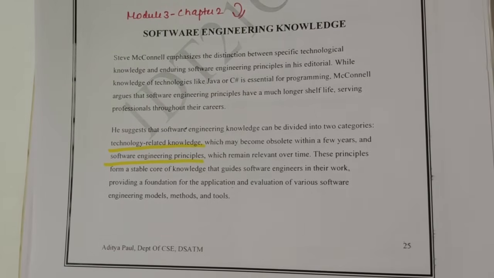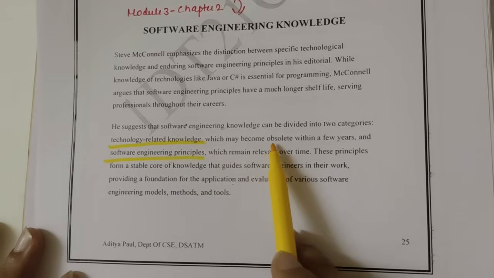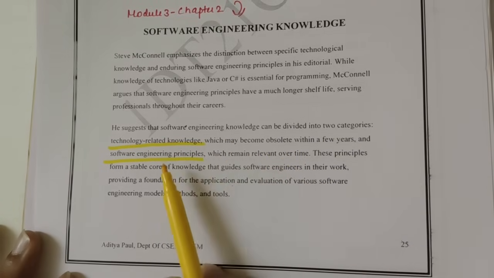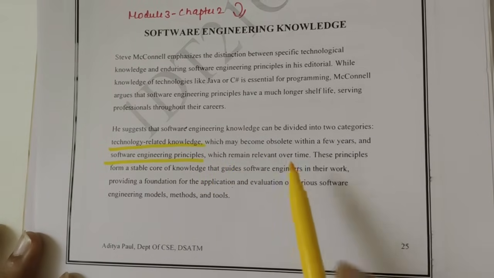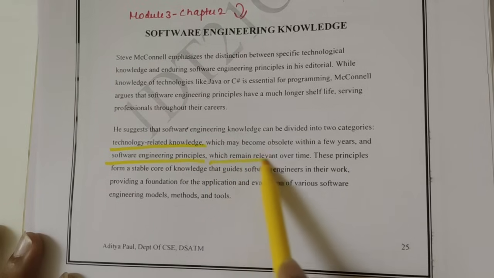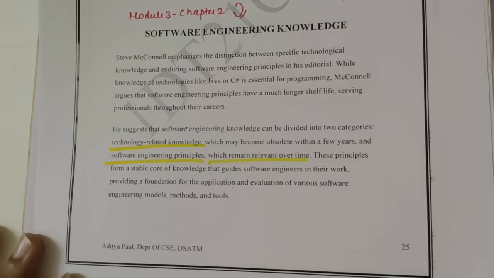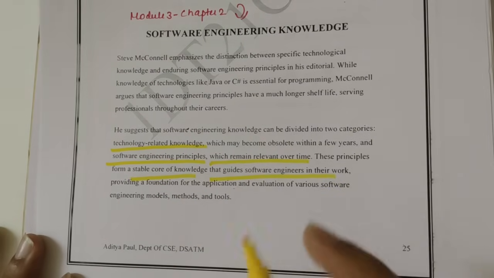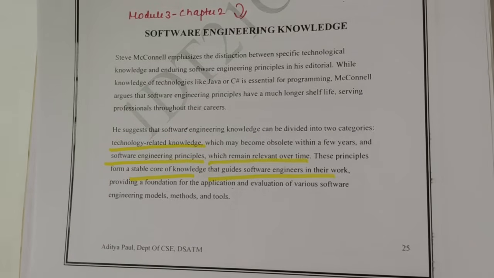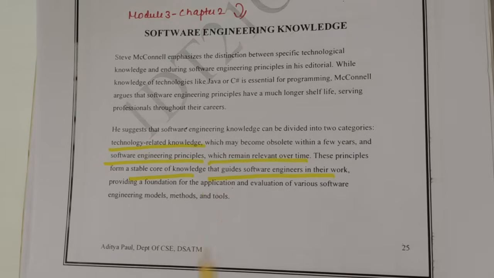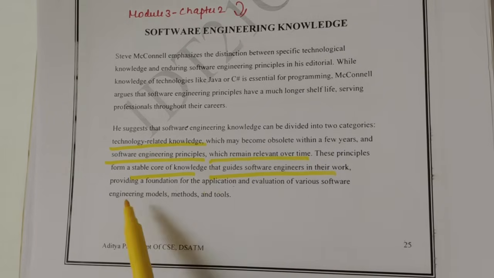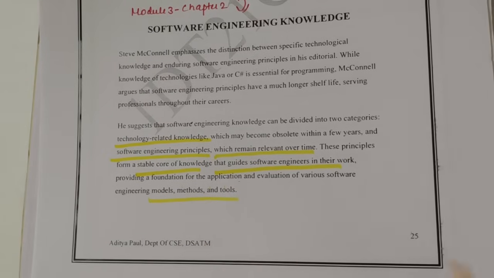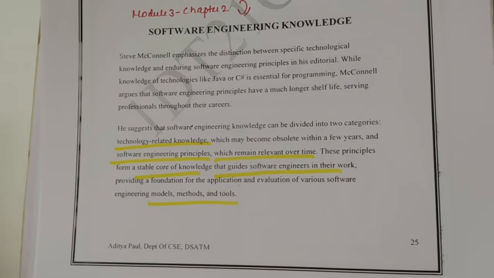Technology related knowledge may be obsolete within a few years, but software engineering principles are relevant over time. So they have a larger shelf life. These principles form a stable core of knowledge that guides software engineers in their work. Whatever we are studying today, after 10 years also it will be the same. It might have been updated, but the core principles will remain the same, providing a foundation for application and evaluation of various software engineering methods, models, and tools. So this is what software engineering knowledge speaks of.